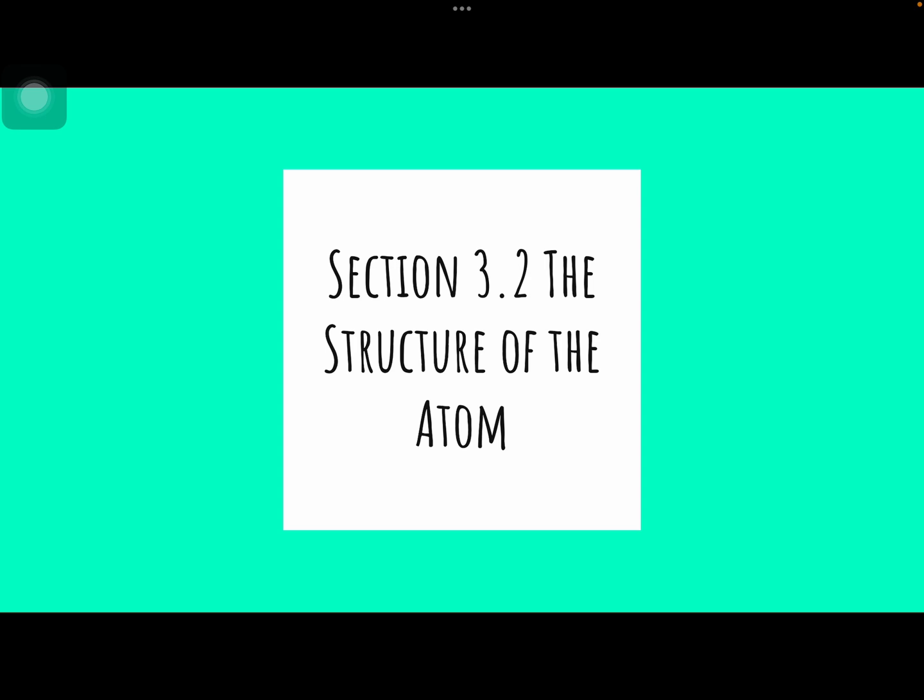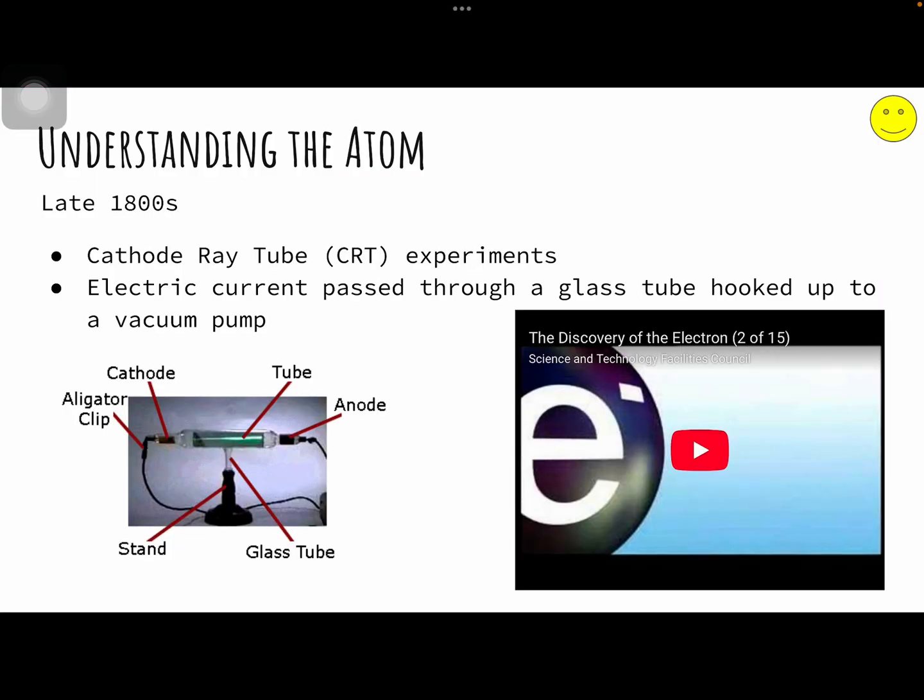Okay, so that's 3.1, kind of a little bit of the background. We're going to get into 3.2 today, or at least a little bit more. So that's talking more of the structure of the atom, and we're going to get into the different parts.